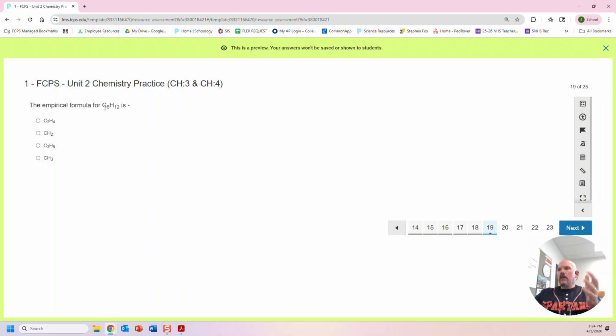Okay? Empirical formula, all we have to do, 6 to 12 reduces to 1 to 2. So all we have to do is reduce the ratio. If it doesn't reduce, then the empirical formula and the molecular formula are the same thing, okay? But this one, 6 to 12 is the same thing, same ratio as 1 to 2. Okay.